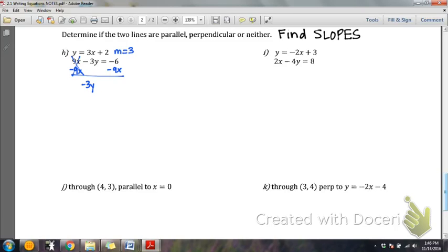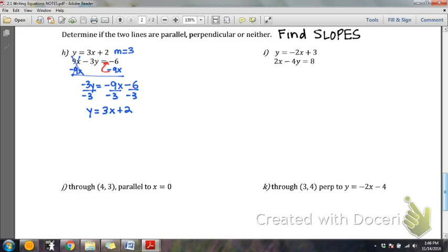I get -3y equals, I'm going to put the -9x right in front so that it's already in order. -9x minus 6. Now divide everything by -3. Is it all coming back to you? Y equals 3x plus 2.